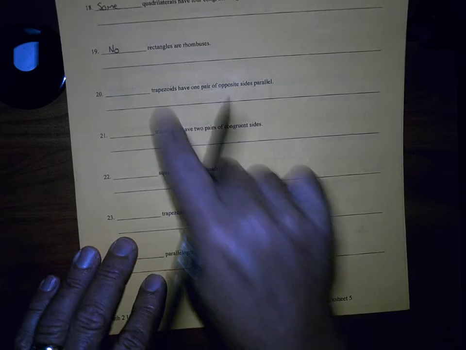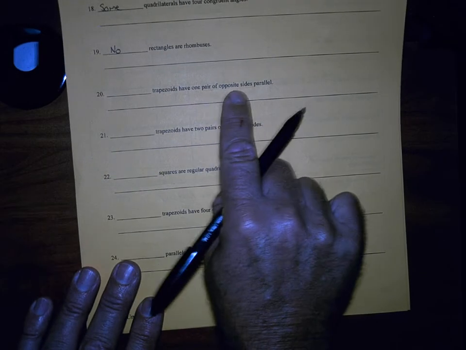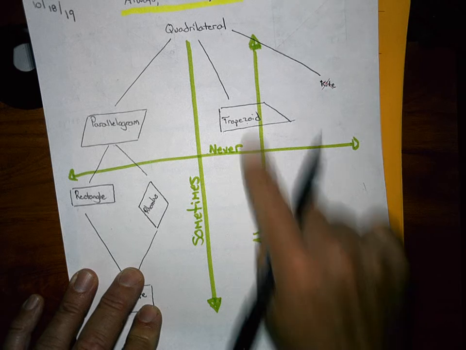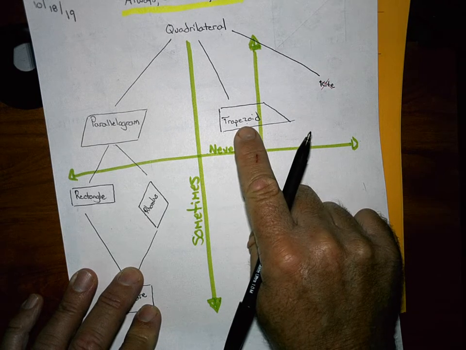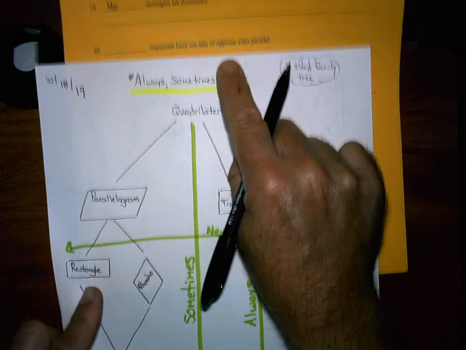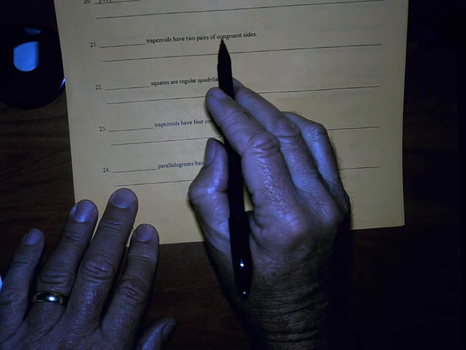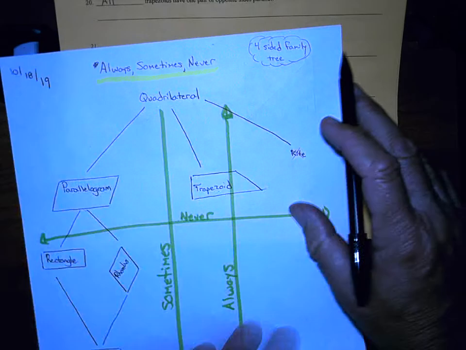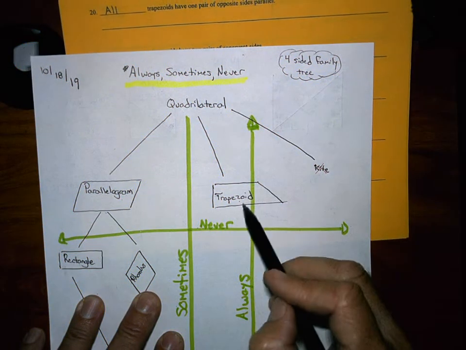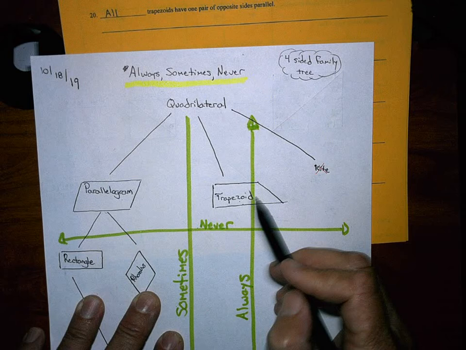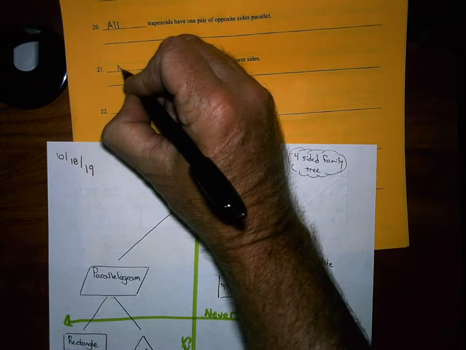Number 20, trapezoids have one pair of opposite sides parallel. So we're going to be at trapezoid, and there's no shapes to move to. So we're going to say yes or no. Do trapezoids have one pair of parallel sides? The answer is yes. So this would be all, or always, okay? 21, trapezoids have 2 pairs of congruent sides, okay? So here's a trapezoid. Will the top and the bottom be congruent, and will the left and the right side be congruent? Can that ever happen? The answer is no. 21 is never, or no.